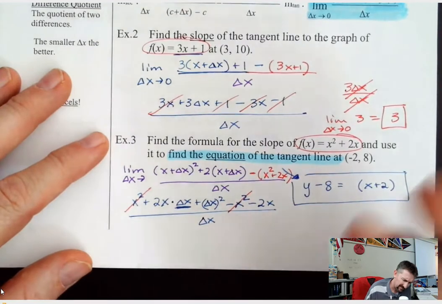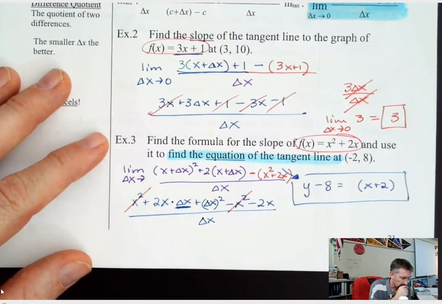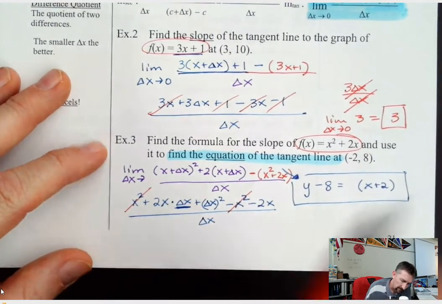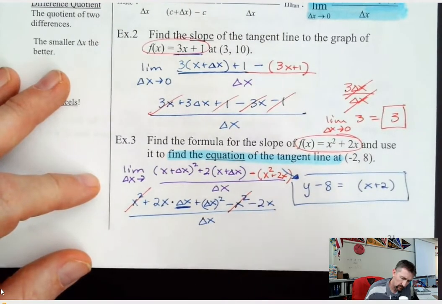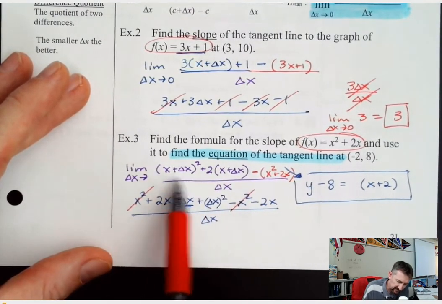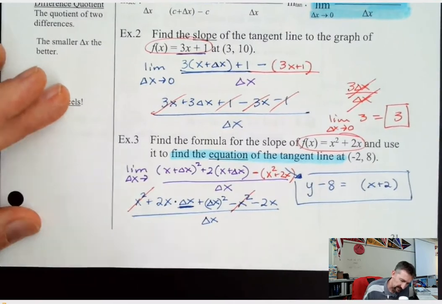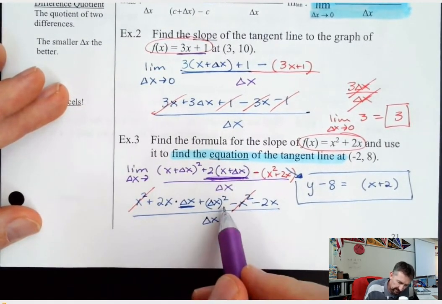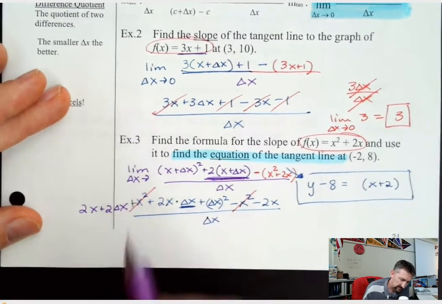Oh, wait a second. I forgot, I left off this part. I just expanded that, and then I jumped over here and I skipped this part here. So I'm not going to be able to squeeze that in very easily. This should be right after that, so I'm going to put it over here. So that's going to be 2x plus 2 delta x plus.